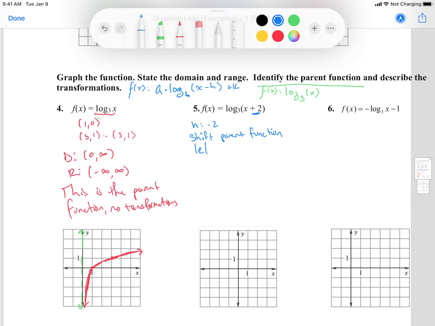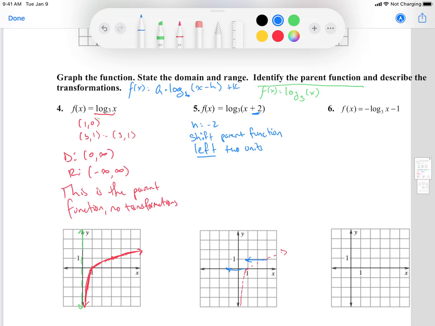Shift the parent function left 2 units. And there's no other transformation. So I'm going to take this function right here. Here's my parent function. I'm going to take each of these points and move them left 2 units.